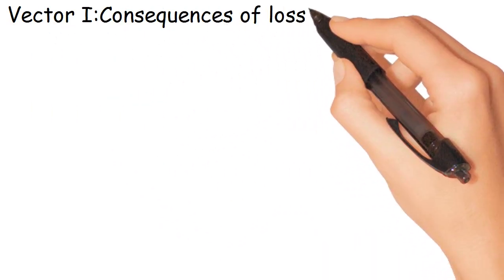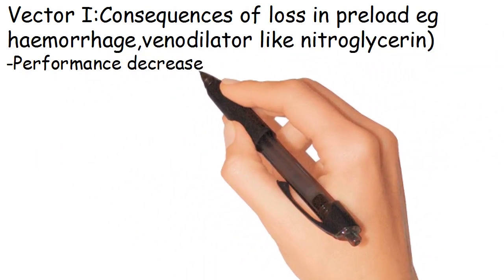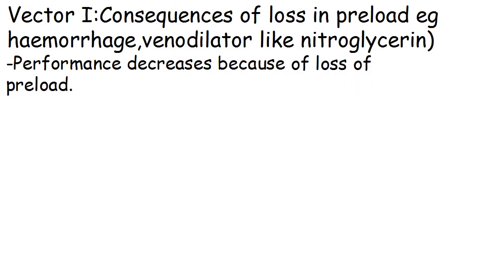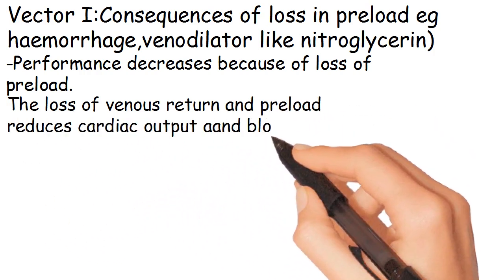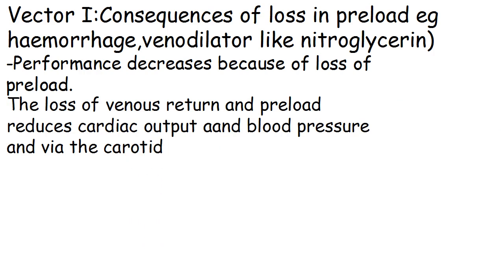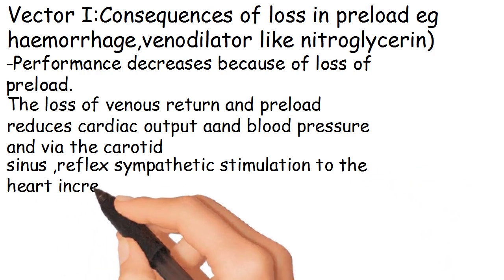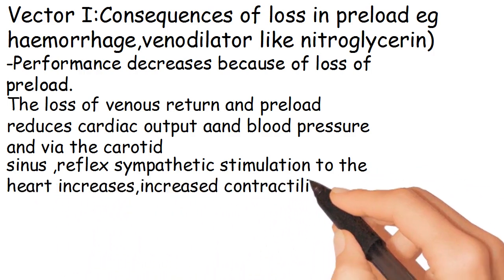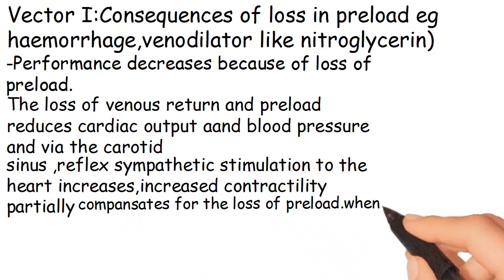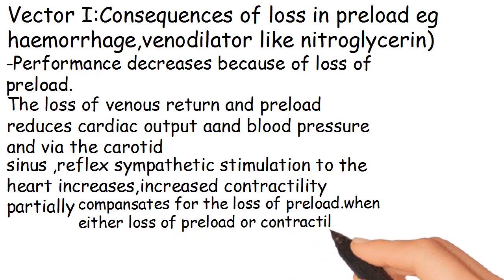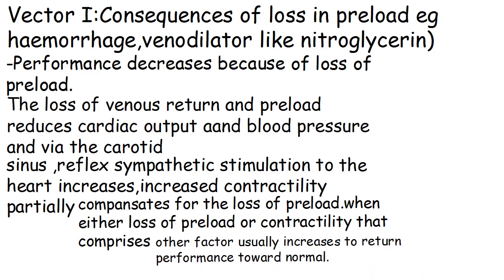Vector I. Consequences of loss in preload, e.g. hemorrhage. Performance decreases because of loss of preload. The loss of venous return and preload reduces cardiac output and blood pressure, and via the carotid sinus, reflex sympathetic stimulation to the heart increases. Increased contractility partially compensates for the loss of preload. When either preload or contractility is compromised, the other factor usually increases to return performance toward normal.